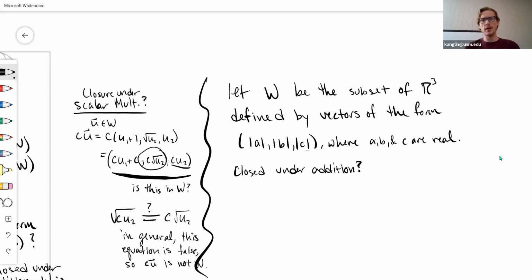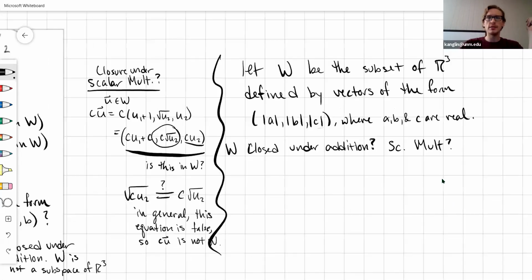Work that out. Maybe take a break here or pause the video and see if you can work this out. Is this set W closed under addition? How about scalar multiplication? I think this is a good problem to play with. I don't want to give it away though. I want you to play with this a little bit. If you think you got it, or if you're struggling with this, I would really like to see you in office hours. Maybe we can talk about this and work this one out. Go ahead and work on this. See what you can do.